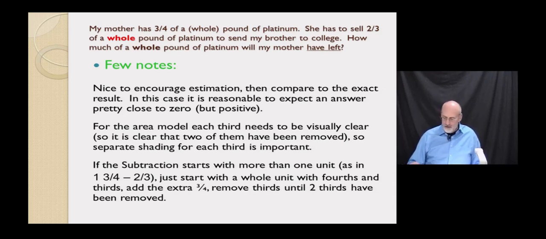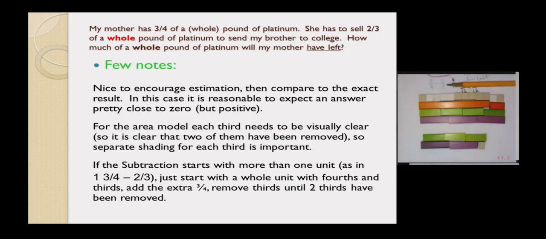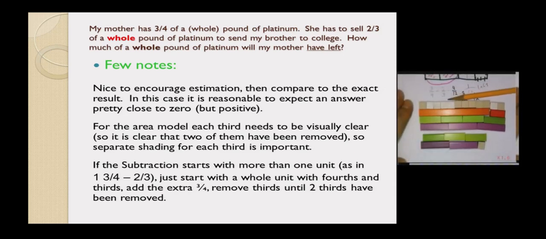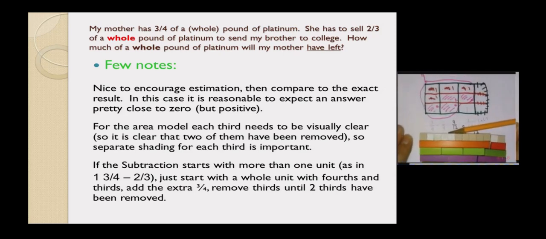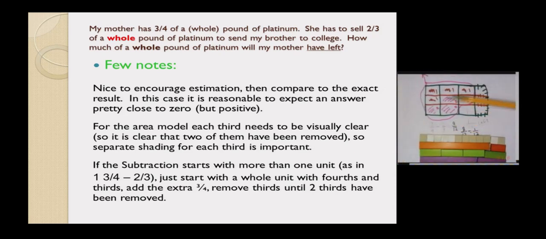For the area model, it needs to be absolutely visually clear that 2 different thirds have been removed. So if we go back and look at this area model, see how we shaded each of the thirds separately? If you just shaded all those in with the same kind of shading and you had 8 blocks there, it's not so clear that we've removed 2 objects of a certain kind, that we've removed 2 of those thirds. So shade each third separately.